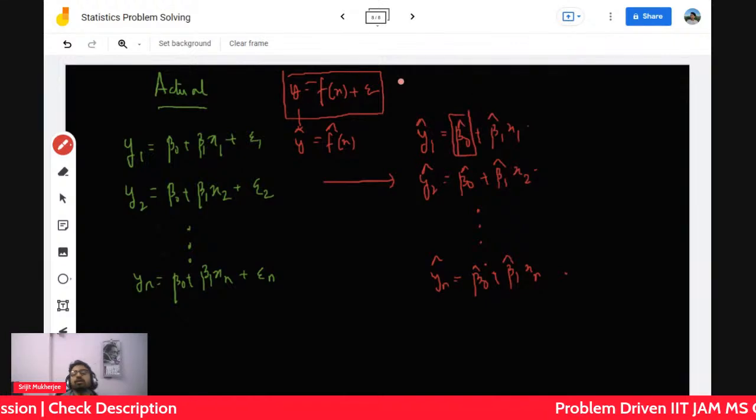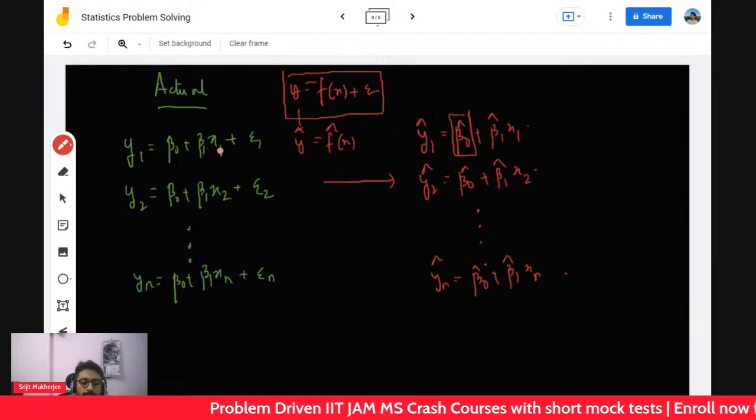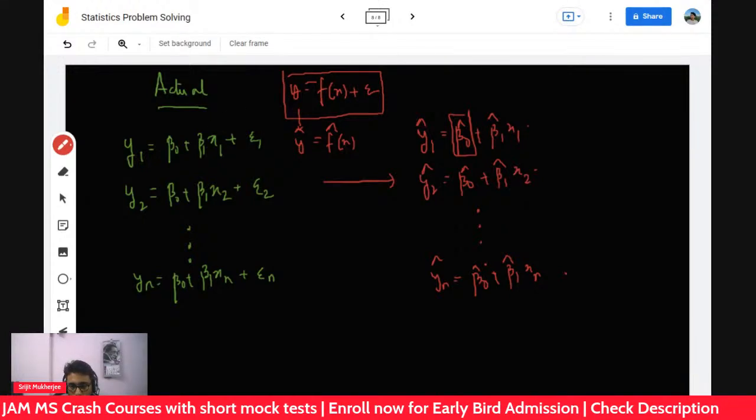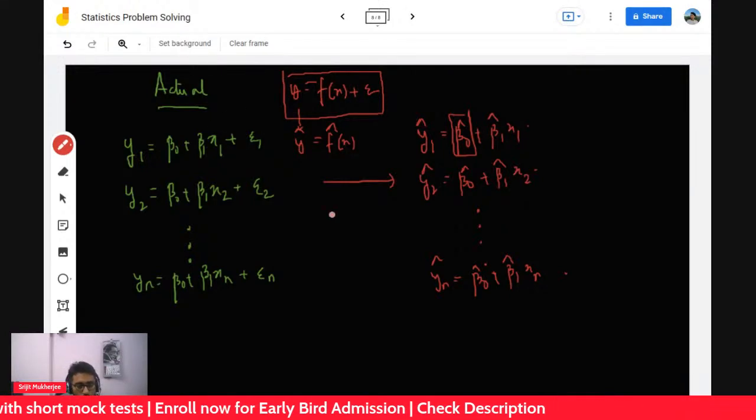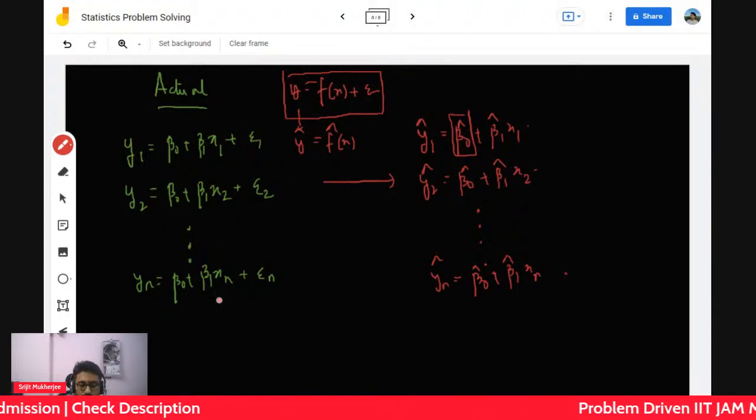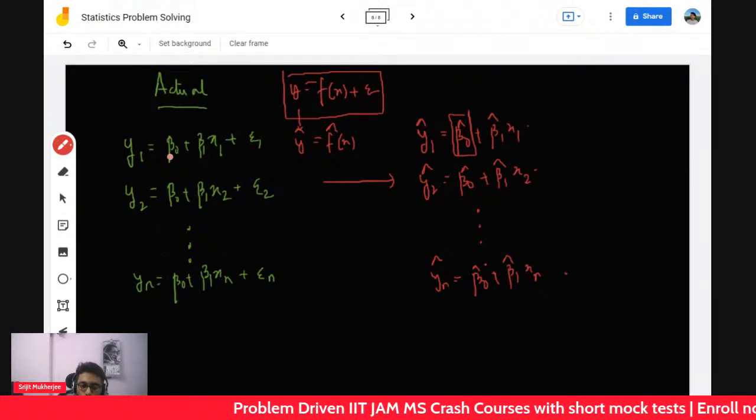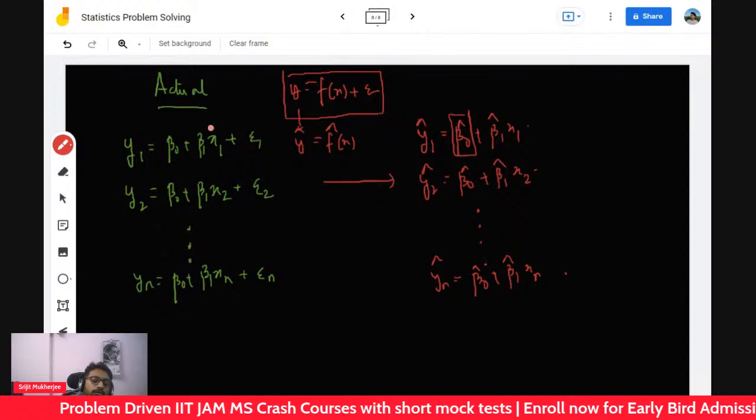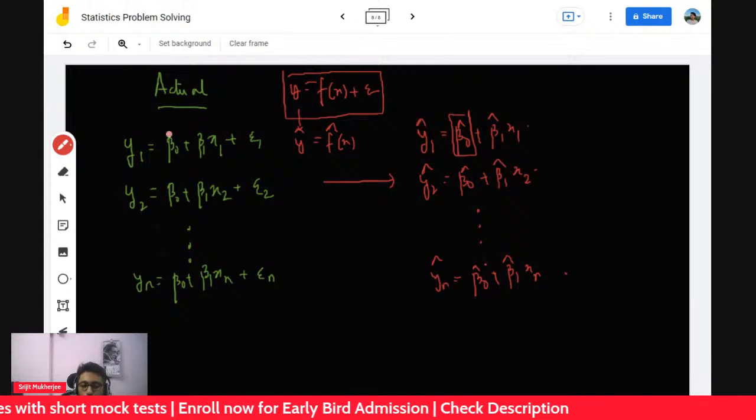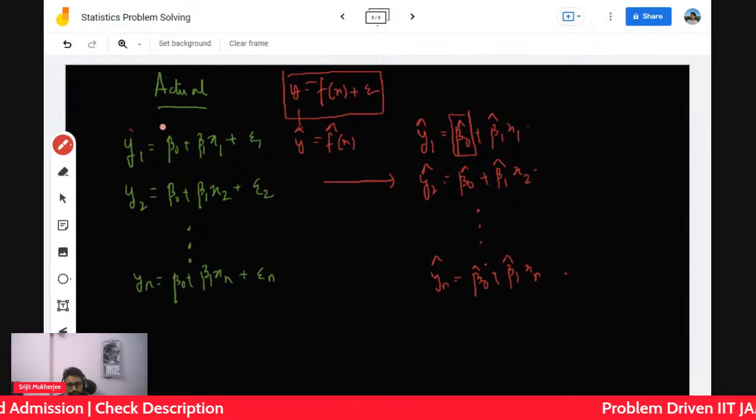So we are trying to understand this very carefully. y1 is equal to beta naught plus beta 1 x1 plus epsilon. This is the model, the entire model. Now we are observing x1; these are constants. So we are observing y1, y2, and yn. From that, we are trying to find the parameters beta naught and beta 1. How do we do that?